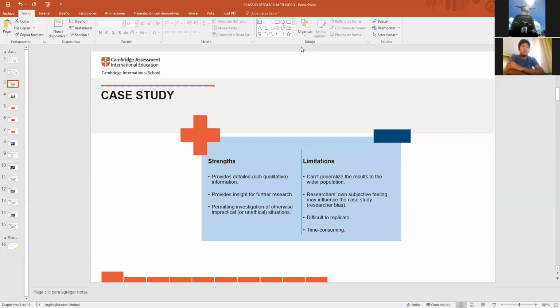Also, the researcher's own subjective feeling may influence the case study. In many cases, for example with patients, not only in psychology but in psychiatry or even in medicine, the researcher, physician, doctor or psychologist sometimes gets too involved in the patient's life and problems. That may result in a bias in the results gathered. So this is a very concerning point in the case study.